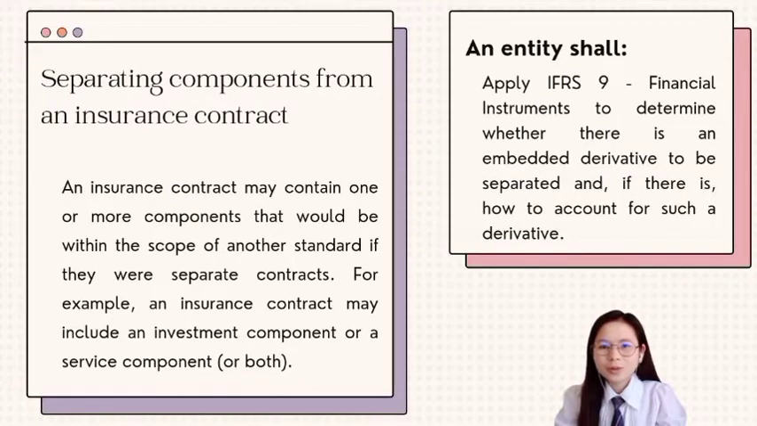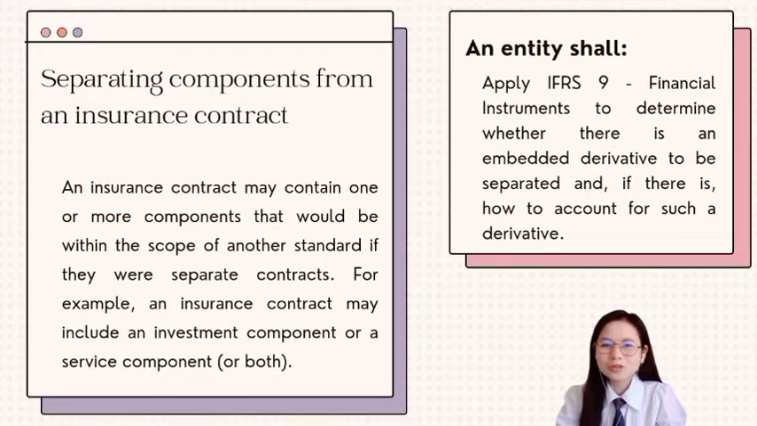An insurance contract may contain one or more components that would be within the scope of another standard if they were separate contracts. For example, an insurance contract may include an investment component or a service component or pwede rin both. In this case, nag-provide ng criteria yung standard para ma-determine kung yung non-insurance component is nakahiwalay ba talaga siya sa insurance contract. And based on the criteria, an entity shall apply IFRS 9 financial instruments to determine whether there is an embedded derivative to be separated, and if there is, how to account for such a derivative.